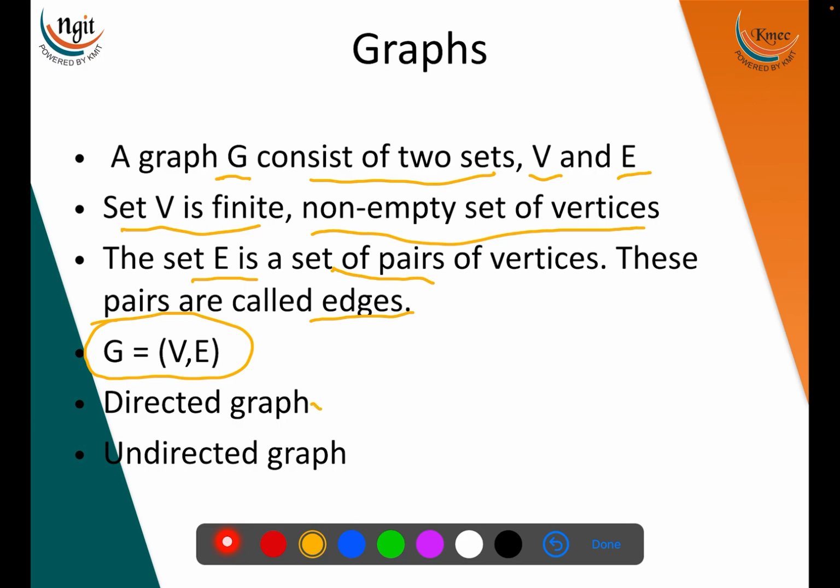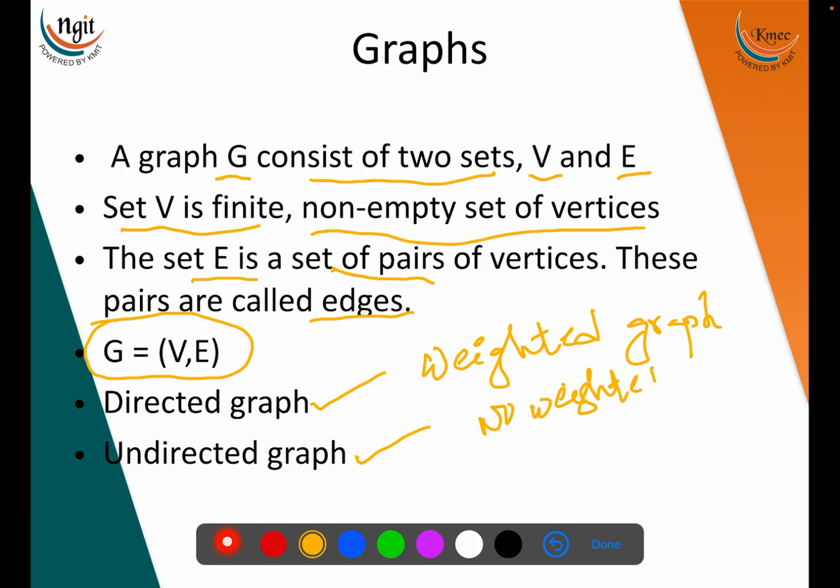Those are directed graph, undirected graph, and you can also find other graphs, which are weighted graph and non-weighted graph. These are the graphs we will commonly see in the graph syllabus.